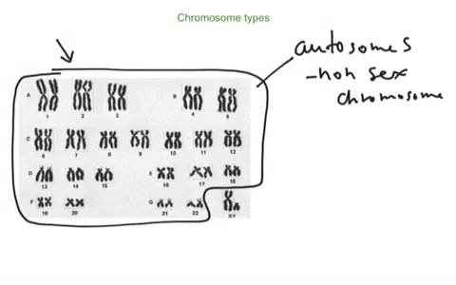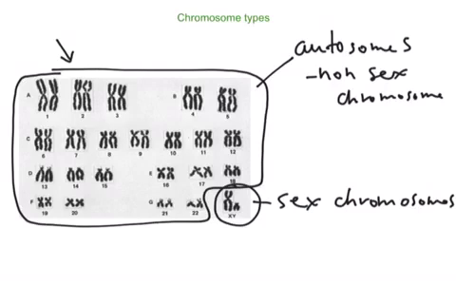And we also carry one pair of sex chromosomes. In a male human being, there's an X chromosome and a Y chromosome, and in a female human being there would be two X chromosomes.